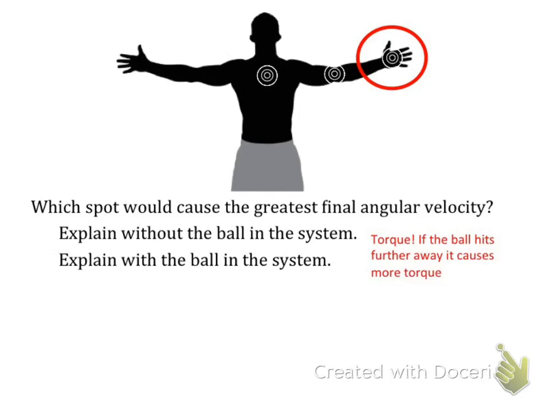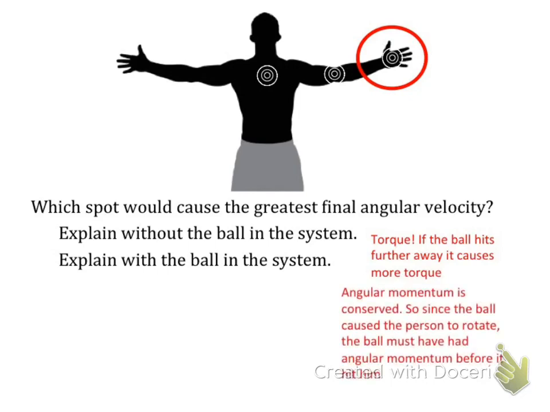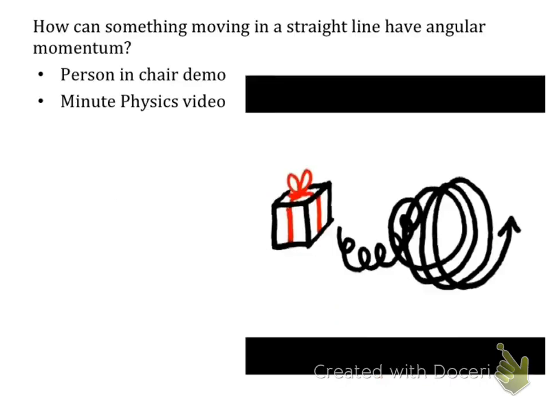The ball has rotational momentum? Well, angular momentum's conserved, right? The ball caused the person to rotate. So the ball must have had angular momentum. Is it rotating though? What if it's not though? What if I throw a solid block? How is this possible? Great question.